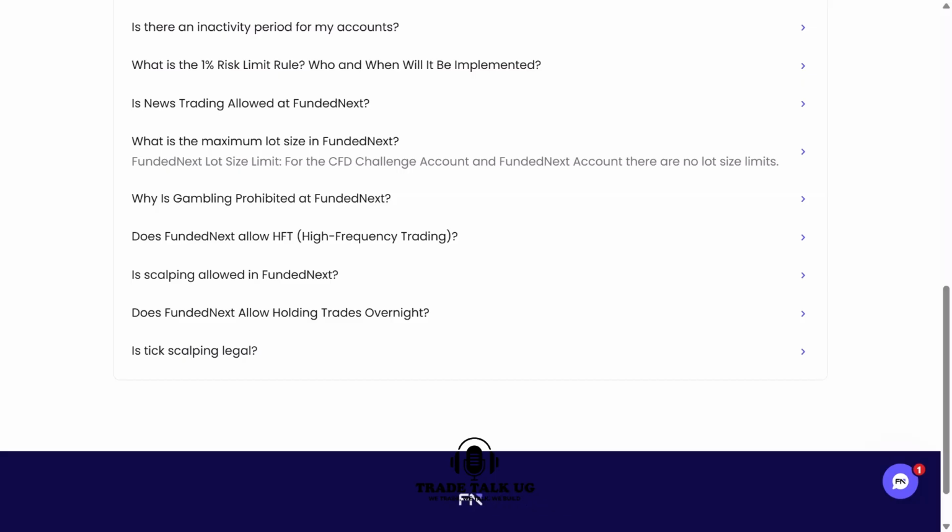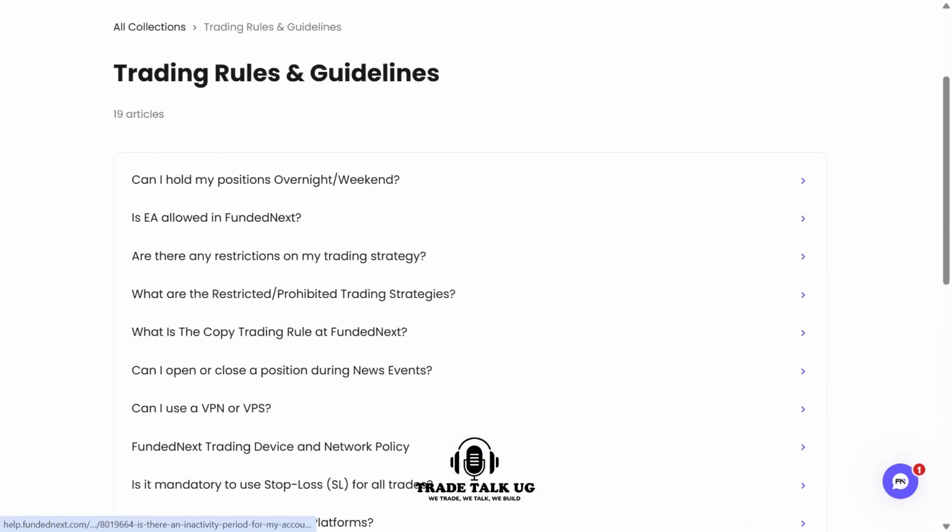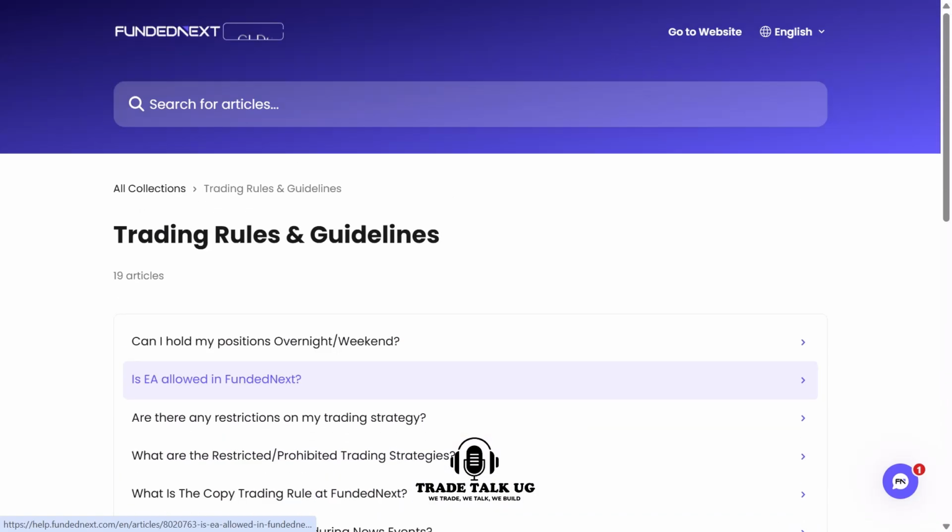So you have to manage your risk within that range of $200 per day and $400 for the whole account. So you can easily see that the FundedNext rules are very simple, and I really advise you guys, when you're purchasing an account, better get FundedNext.